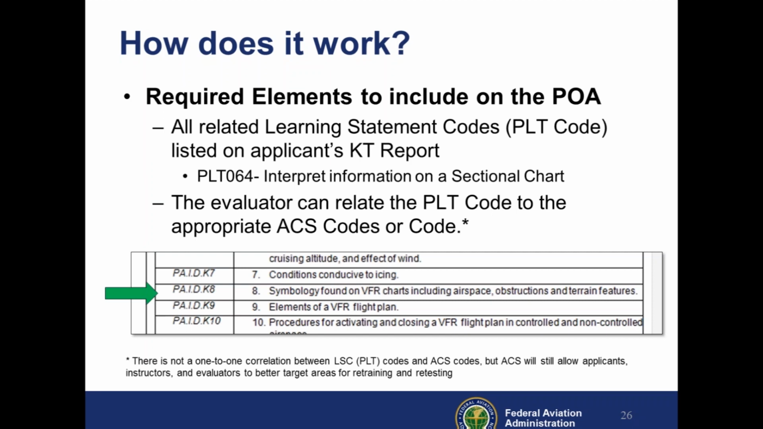I spent a few minutes looking at the ACS, and I found that there is a knowledge element, K8, symbology found on VFR charts, including airspace, obstructions, and terrain features. That is a really good match to your PLT code. It's not verbatim, not word for word, but we're looking for conceptual matches. We do recognize that one examiner may pick a slightly different ACS code than another, but as long as the same concept is being evaluated, that's going to satisfy our requirements. So in this case, the examiner would include Kilo 8 on your practical test because you missed that on your knowledge test.